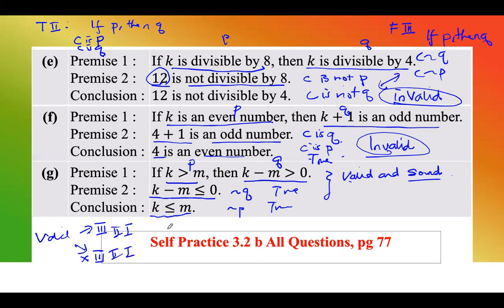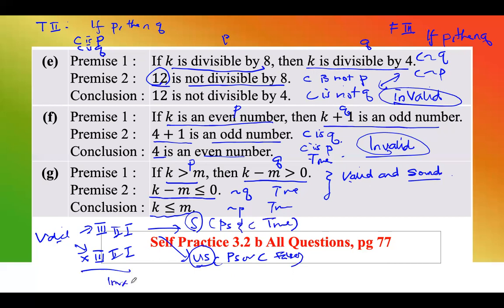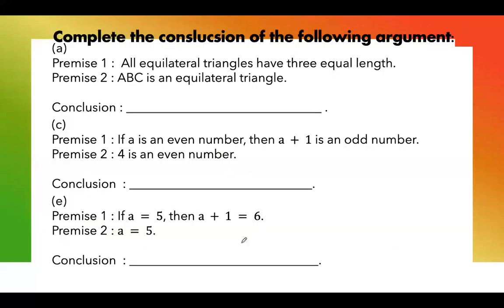Okay, if valid, it can be sound or unsound. Sound is when all the premises and conclusion are true. If one of the premises or the conclusion is false, then it is called unsound. Valid sound or valid unsound. So invalid will be invalid only. Don't go and determine whether sound or unsound. So wasting your time. Okay. So this is valid and unsound, or valid and sound. Okay. So now we go to the next one.